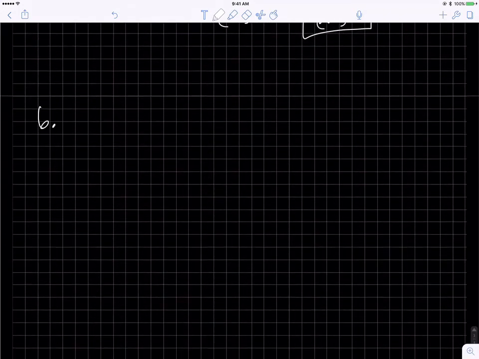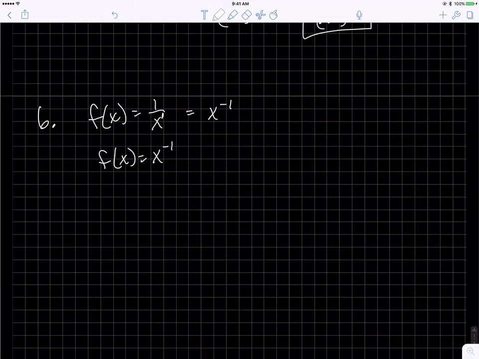Number 6. Find f prime if f of x is 1 over x. I would rewrite this as x to the negative 1. So f of x is x to the negative 1, because this is like a 1, so I bring it up and make it negative. This way I can apply power rule.